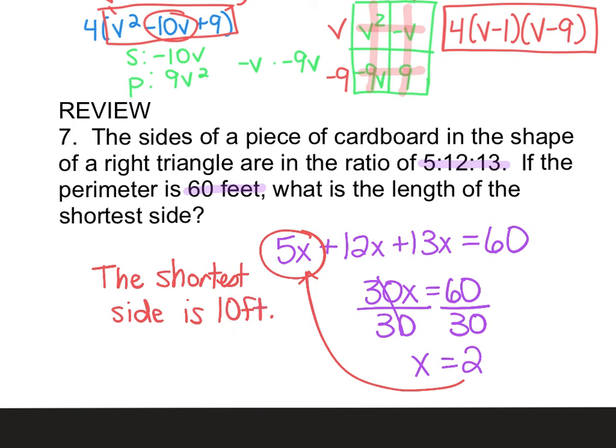And you could totally check this to make sure that you're right by plugging it into each one. So 12 times 2 would be 24. 13 times 2 would be 26. We can see 24 plus 26 is 50, plus 10 more gives us that perimeter of 60. So that would be accurate. So always check your answer to make sure that it makes sense.